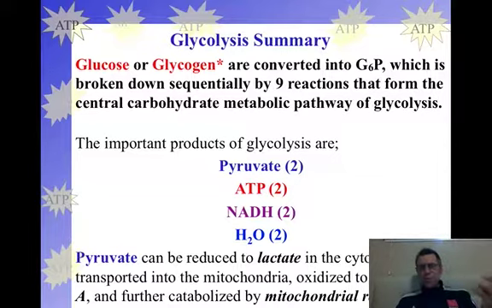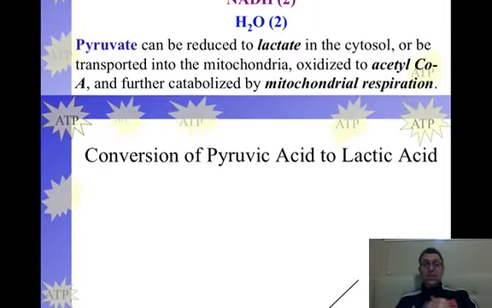As I mentioned before, pyruvate can be reduced to lactate in the cytosol, right? So in the aqueous environment of the muscle, or the pyruvate can be transferred into the mitochondria and then go down further steps of metabolism, which is what we're going to be talking about next. Although I do want to talk about lactate for just a second.